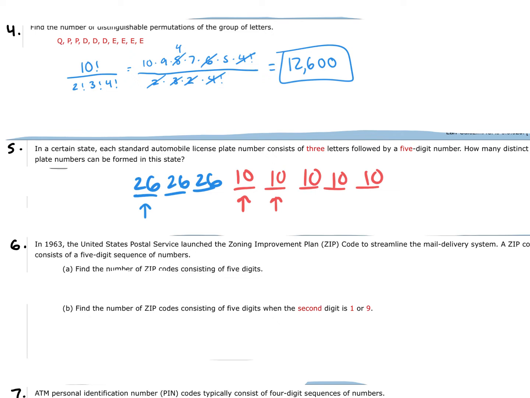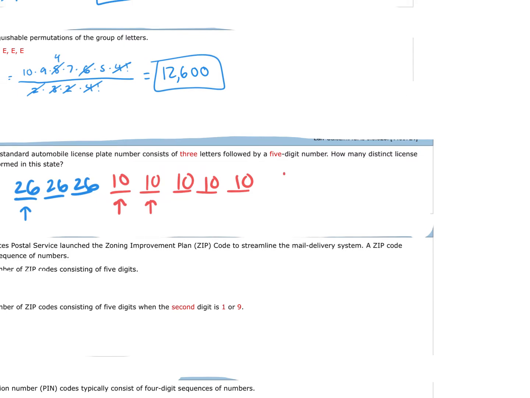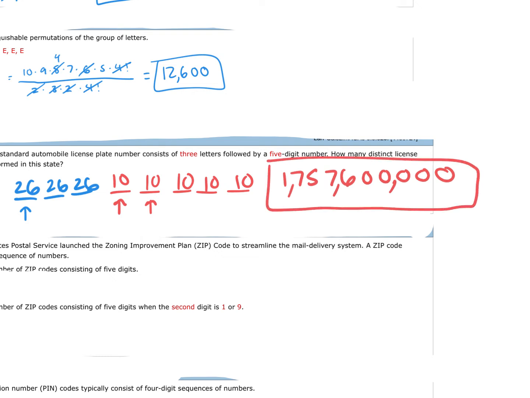Yes. So this is a specific order. This is considered a combination. So this would be, and then 5 zeros. A big number. 1,757,600,000.